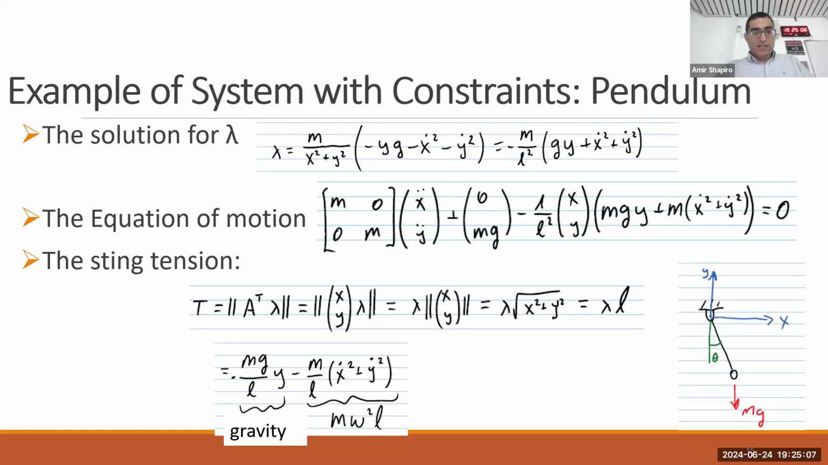The solution for lambda, the equation of motion we found: the string tension is the magnitude of A transpose lambda. A transpose is xy times lambda. So it's the magnitude of xy times lambda, because lambda is scalar here. It's not a vector. It's lambda times square root of x square plus y square, which is lambda L, the tension. And lambda, we found it's this one. So this is the tension of this string.